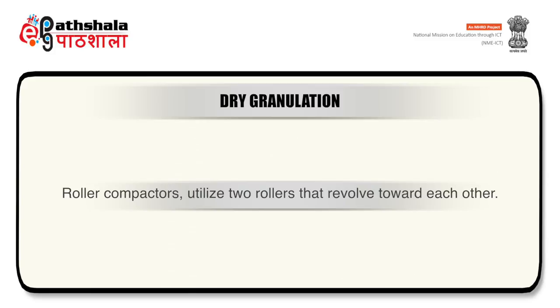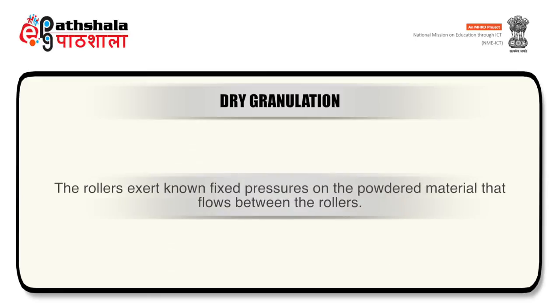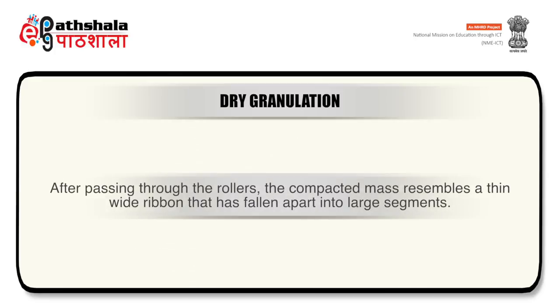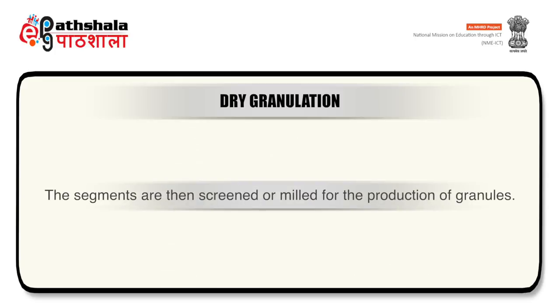Roller compactors utilize two rollers that revolve toward each other. Powdered material is fed between the rollers by a screw conveyor system. The rollers exert a known fixed pressure on the powder material that flows between them. After passing through the rollers, the compacted mass resembles a thin, wide ribbon that has fallen apart into large segments. These are equivalent to the slugs produced by the slugging process. The segments are then screened or milled for the production of granules.